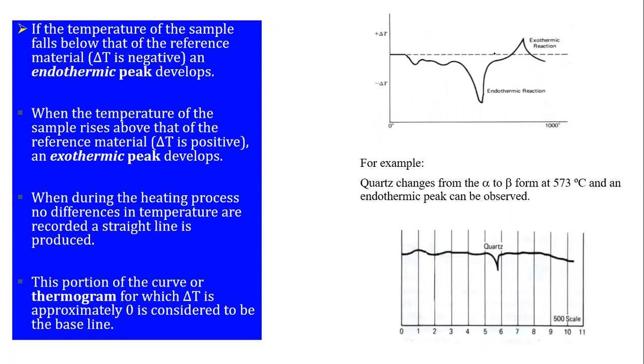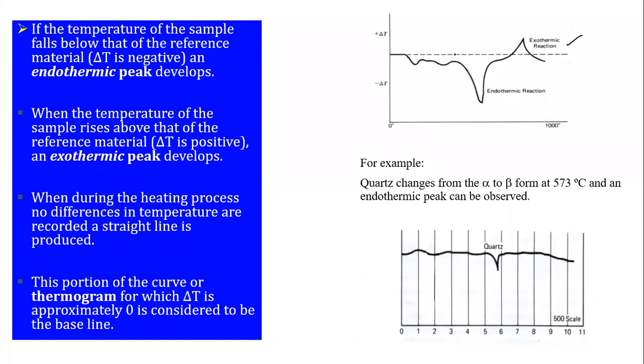So when your unknown sample temperature is more than the reference sample, this is called the reference line. If it is more, your peak will go up. The delta T will be positive. The temperature variation will be positive. It is called the exothermic reaction.